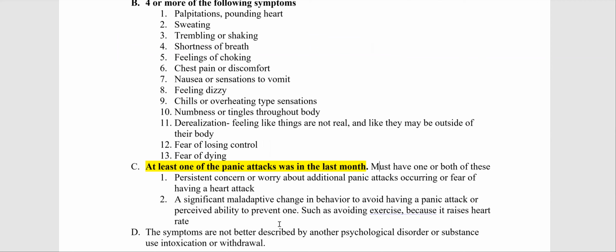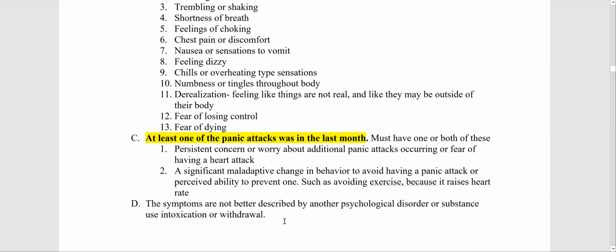So again, not really being able to predict when they're happening, but when you do have a panic attack, you worry that you're going to have another one. The second is a significant maladaptive change in behavior to avoid having a panic attack or perceived ability to prevent one. Such as avoiding exercise because exercise would raise your heart rate and you associate heart rate with the panic attacks, and maybe avoiding social situations because you may assume that it's related to social situations, etc. And the symptoms are not better explained by another psychological disorder or substance use intoxication or withdrawal.